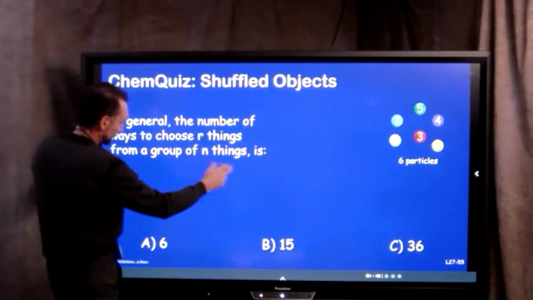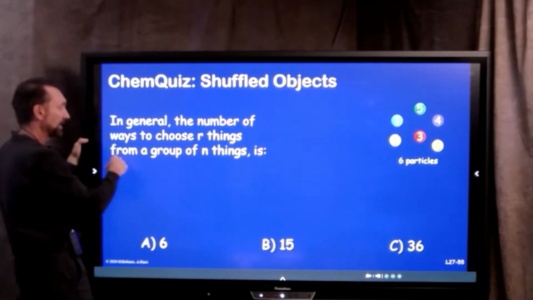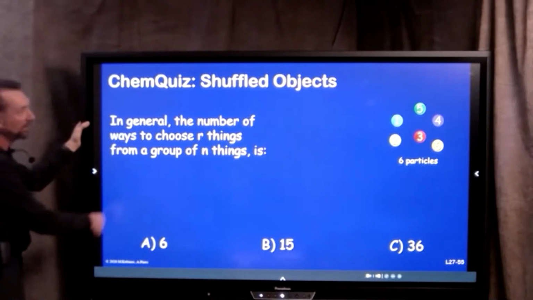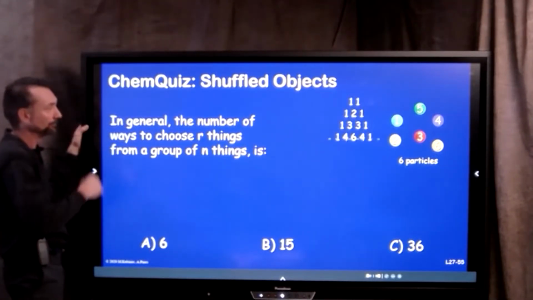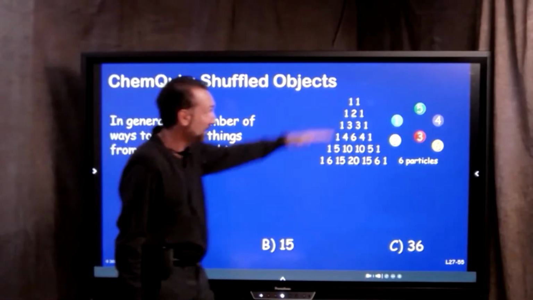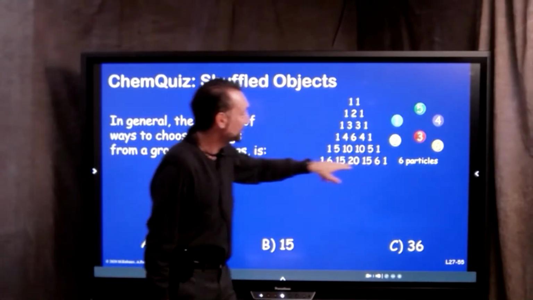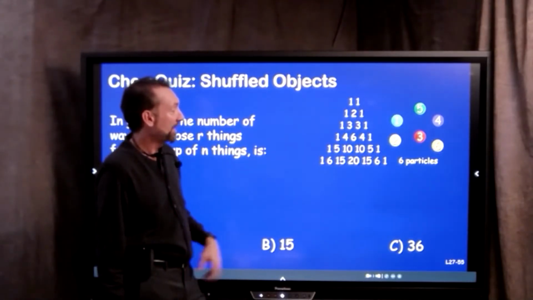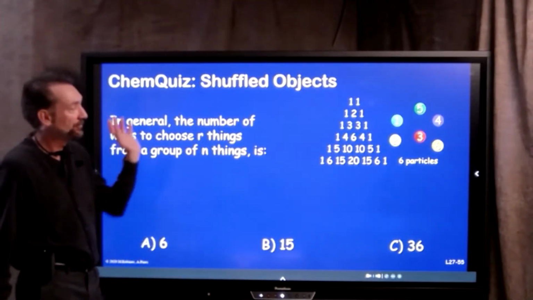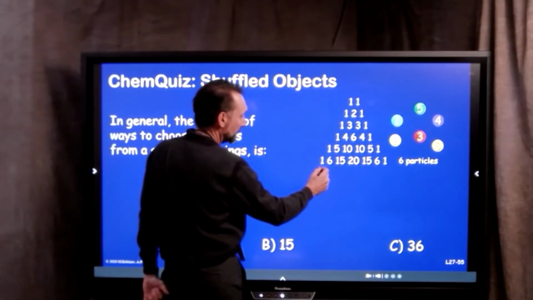Why is that? Well, in general, what you're doing is you're choosing R things from a group of N things. And there's a mathematical relationship to do that. You can look up your combinatorial mathematics. We don't necessarily have to do that because we also have this Pascal's triangle thing. And we can say, well, I'm at the 6 particle stage. And if I want 4 in one side and 2 in the other, here's the probability of having them all on one side.